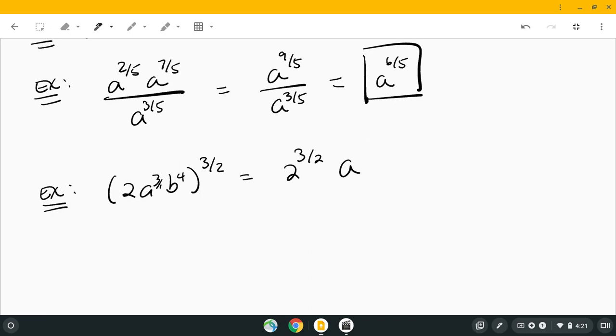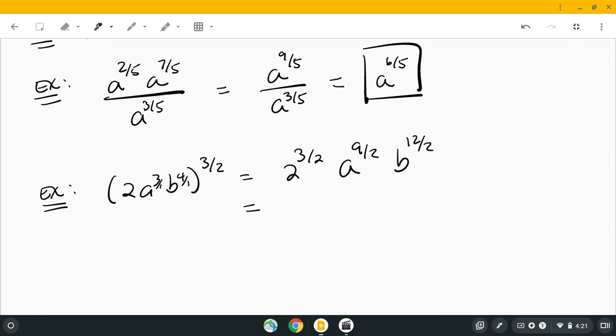And this is like over 1. This is like over 1. You multiply numerator with numerator, denominator with denominator. So that's going to be 9/2 for the a. And the b is going to end up with 12/2. And then if you can simplify these, that would be great.